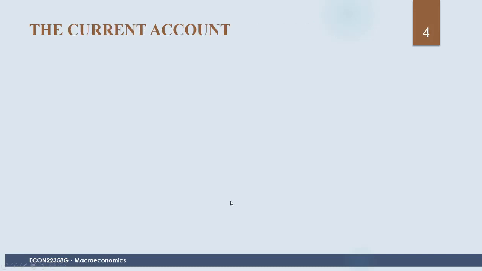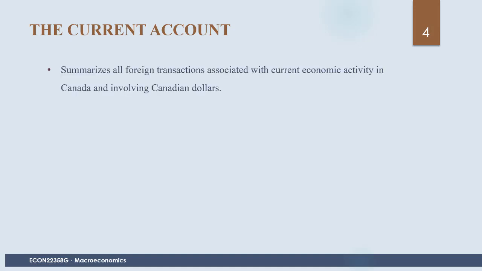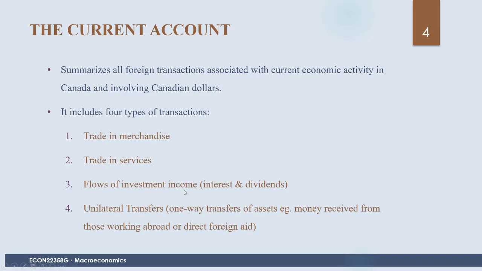So the overall balance of payments is broken down into different accounts. The current account summarizes all foreign transactions associated with current economic activity in Canada involving Canadian dollars. And so there are different transactions that it includes. The first being trade in merchandise. Okay, so this is exports and imports of goods, and also any trades in services as well.